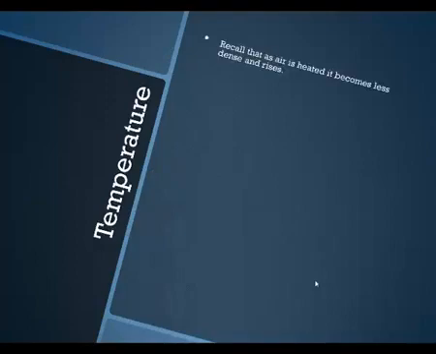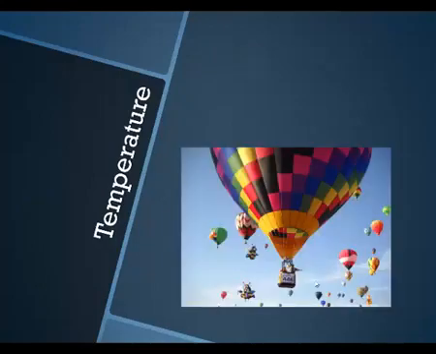Temperature. Recall that as air is heated, it becomes less dense and rises. So hot air balloons are a perfect example of that. As the air inside the balloon is heated, that air becomes less dense, it rises, causing the balloon itself to rise. A propane burner is used to heat air. That air rises and fills the balloon itself.